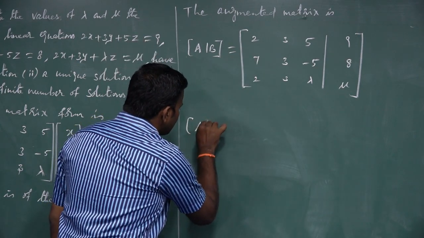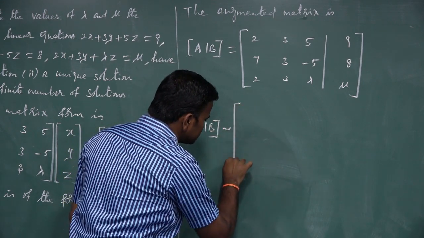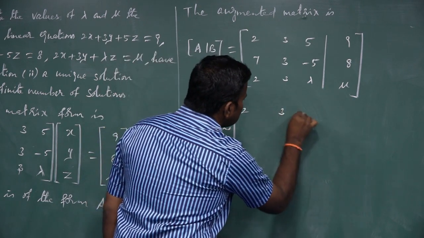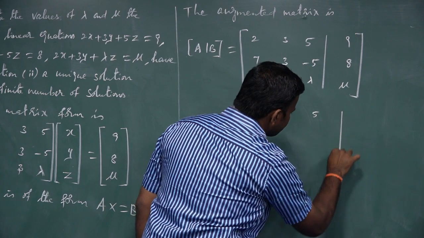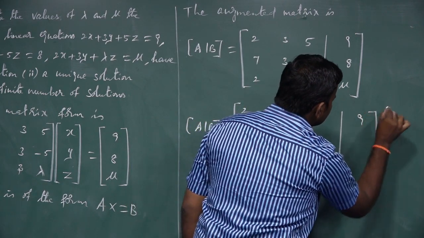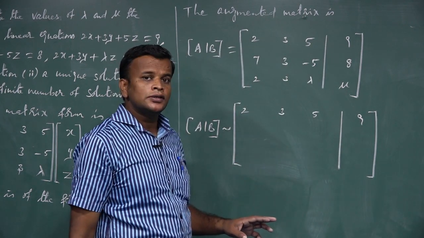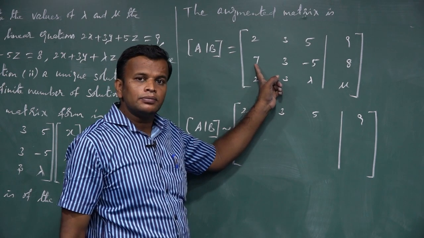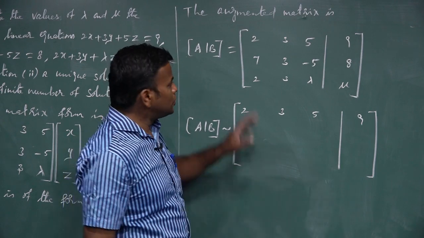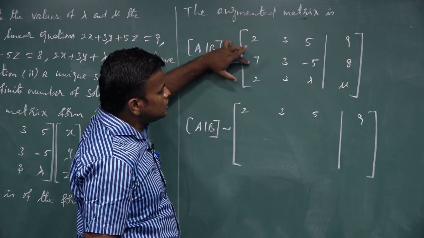So A by B. We do some operations, so it becomes equivalent. I write the first row as it is, 2, 3, 5 and 9. So no change in the first row. Second row. Our motive is to convert that element to 0. But 7, 2 is there. Both the numbers differ. Okay, we consider either R2 or R3. I consider R2 and R1.